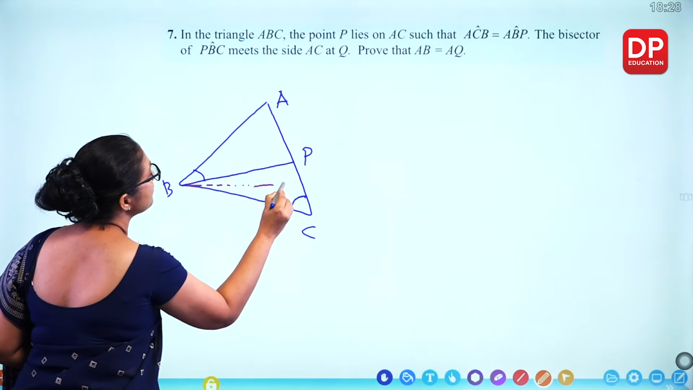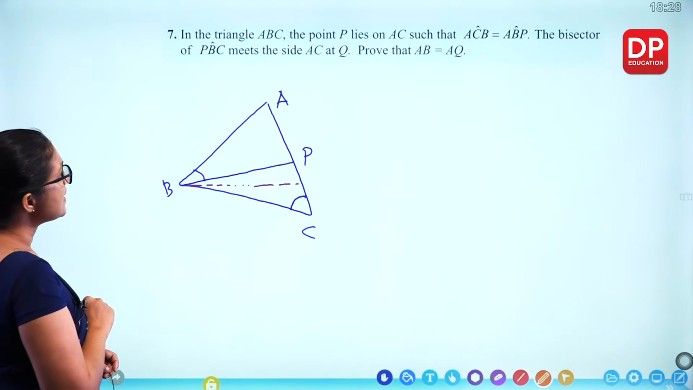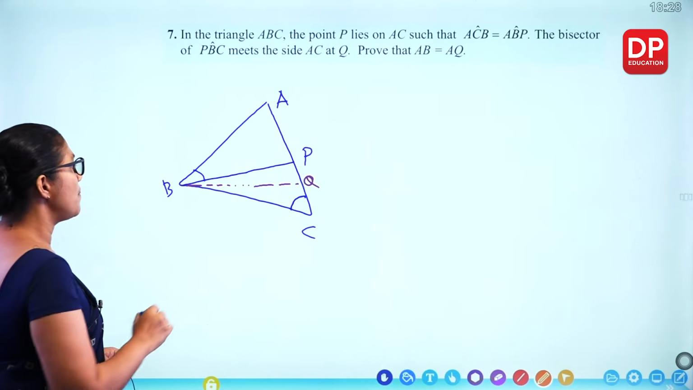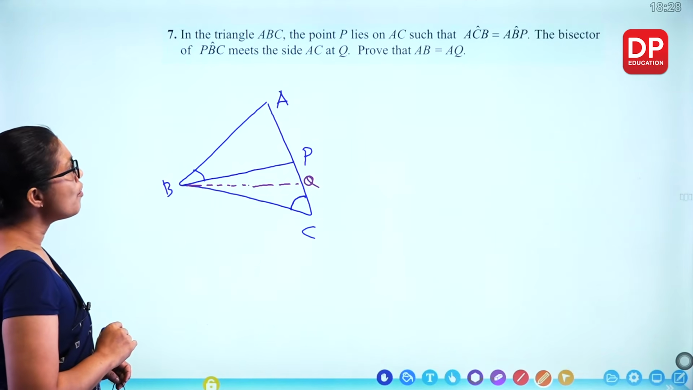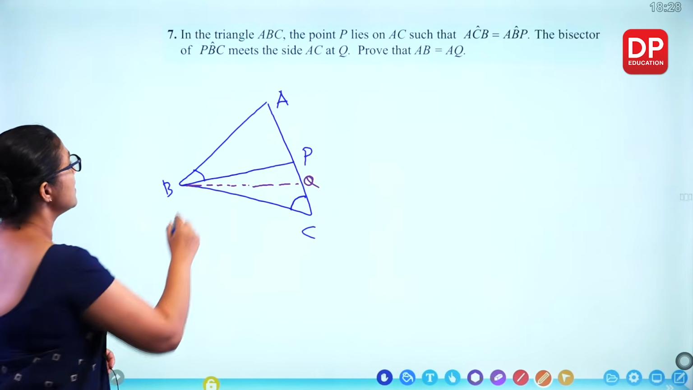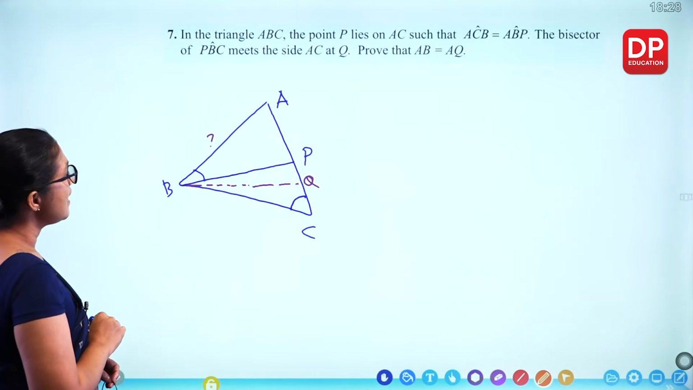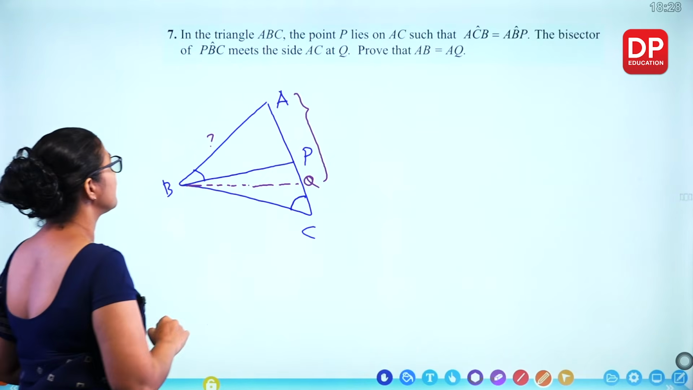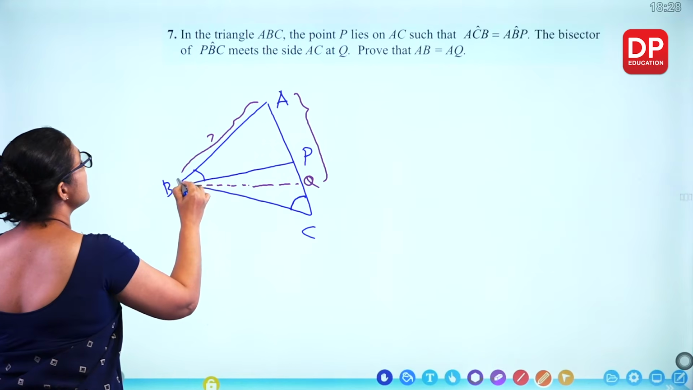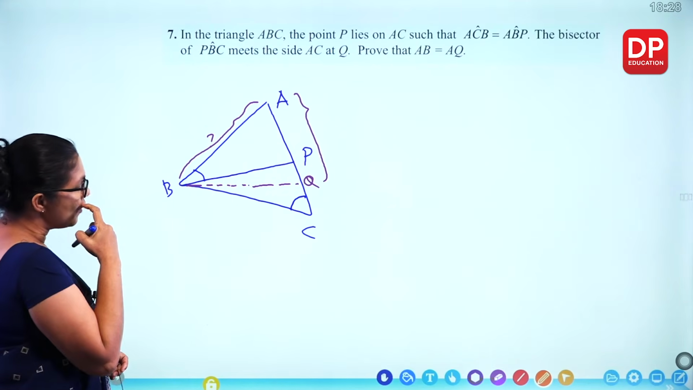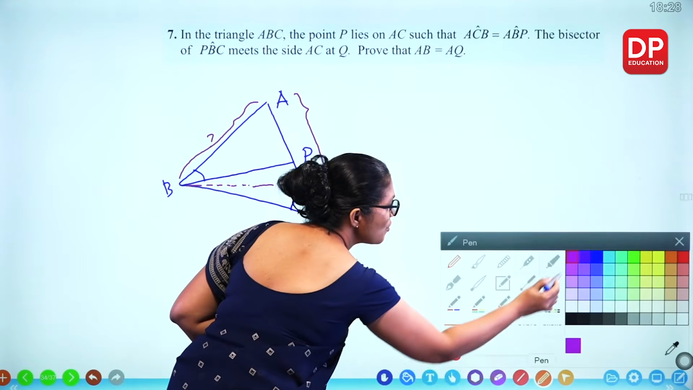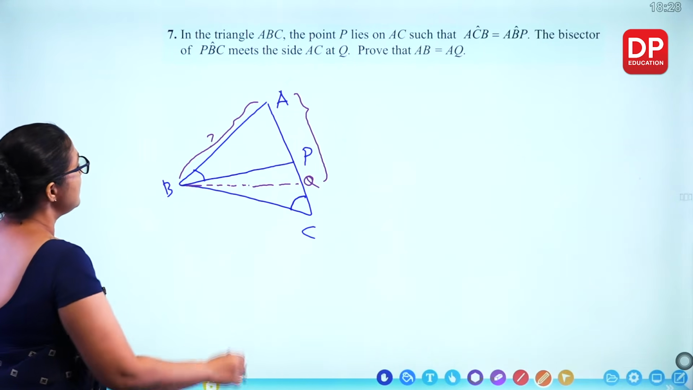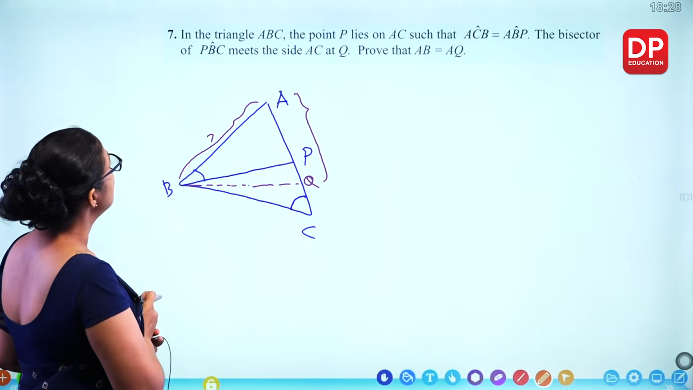Bisector of this meets the side AC at Q. So this point should be Q. Prove that AB is equal to AQ. So we need to show this length is equal to this length. Now we'll look at the diagram and we can use different letters and see.